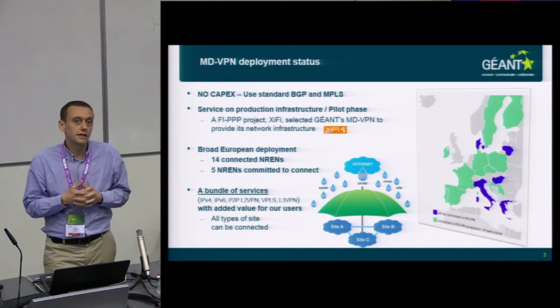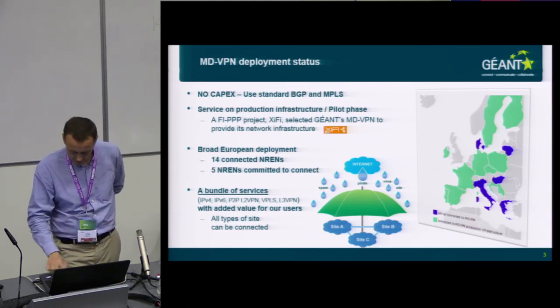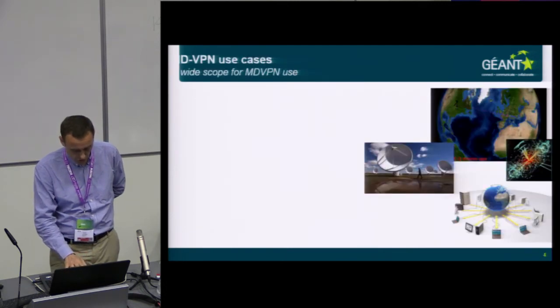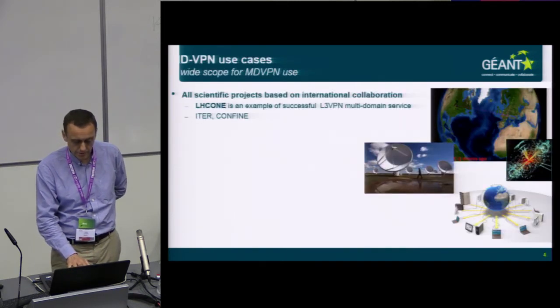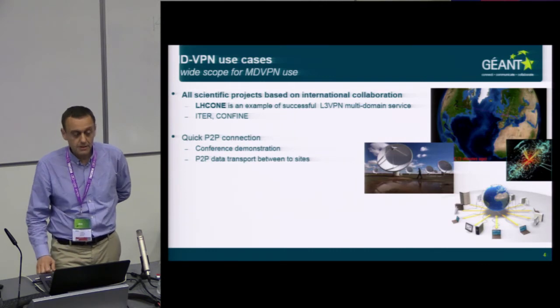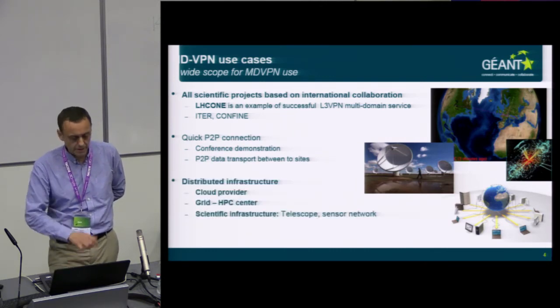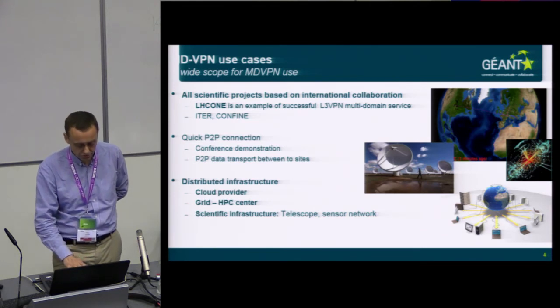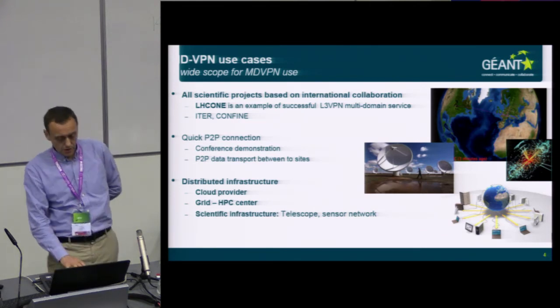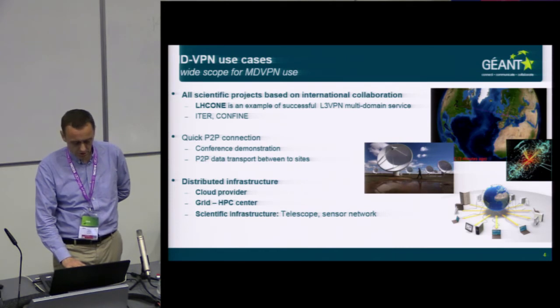So for instance, they can avoid using a firewall on things like this. So who will be the users? There is a large scope of usage, from cloud, creating big, distributed infrastructures, and also quick point-to-point connection.